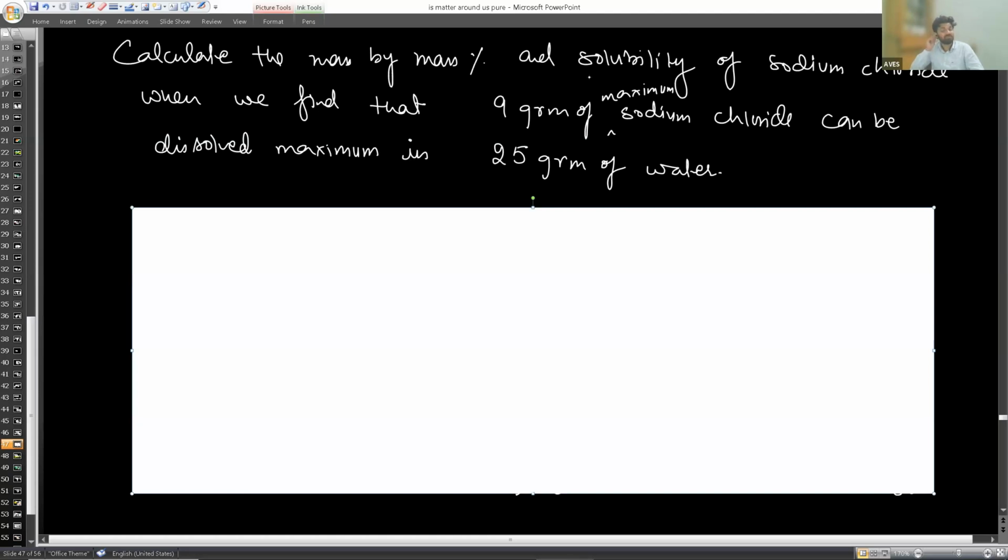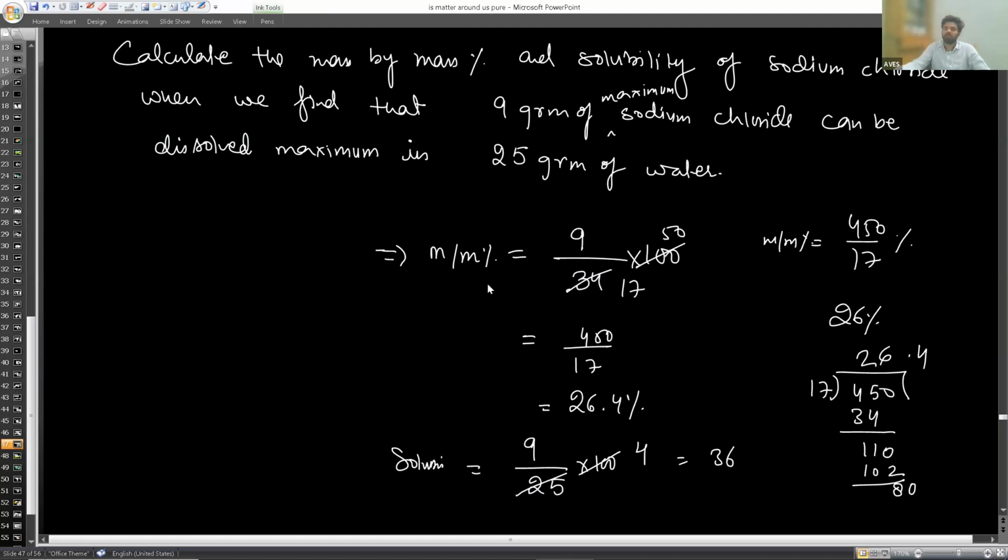You got how much? Sir, sodium chloride in the solution, I got 26%. I didn't do the other part. That is 450 by 17, that is 26.4%. That is the mass by mass percentage. 9 upon 34, you will add, for the mass of solution will be this one. And the solubility? Sir, for solubility, what do you need to do? I didn't finish the solubility.